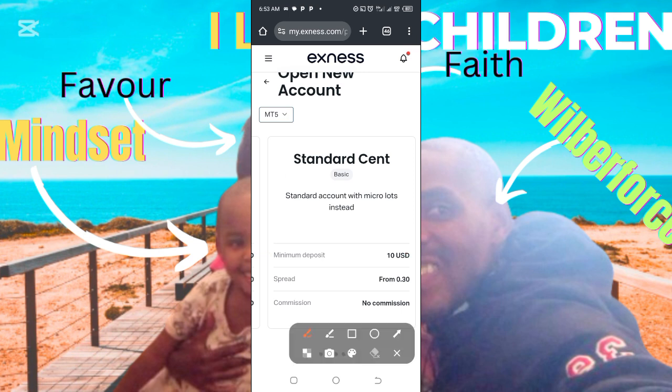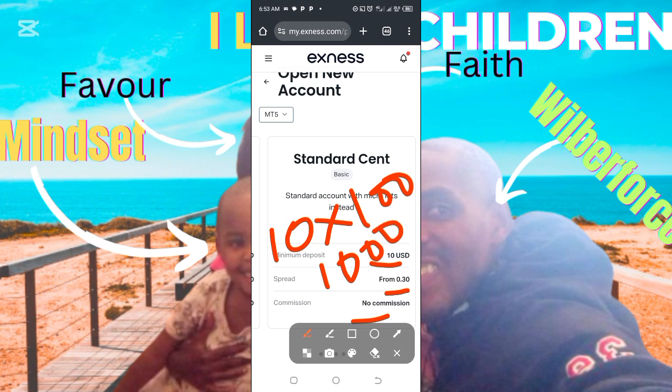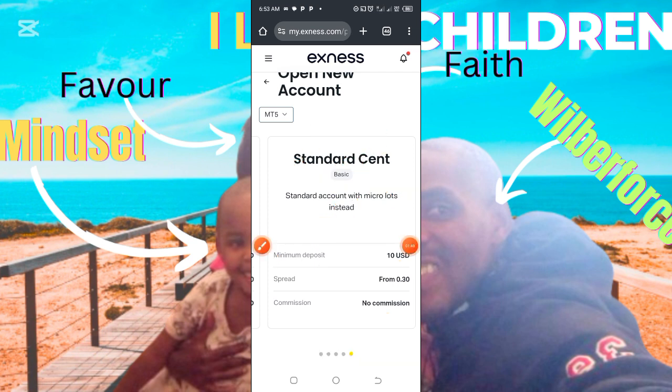So the minimum deposit is $10. The spread is 0.30. There is no commission, and when you deposit $10, you multiply by 100, that is 1,000 cents trading account capital, because $1 is equal to 100 cents. So you can see you have $1,000 with just $10.